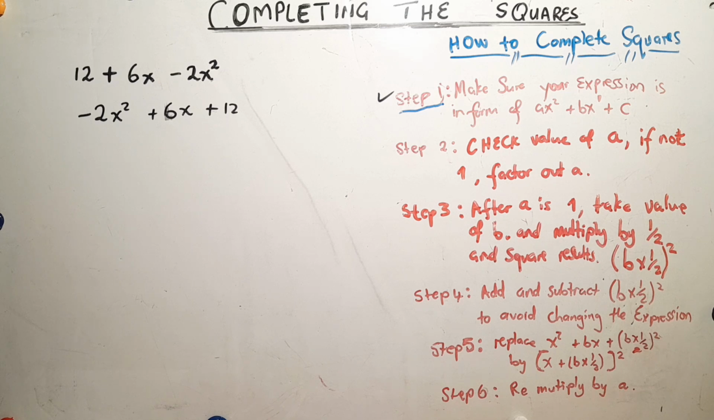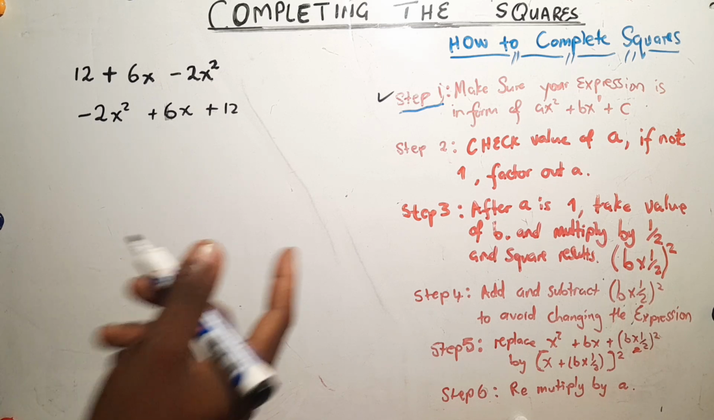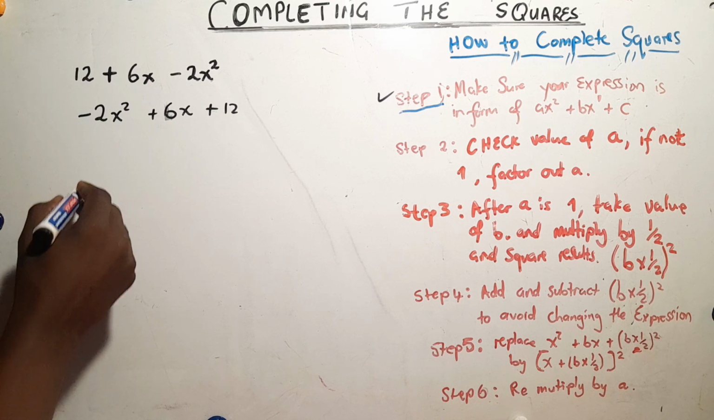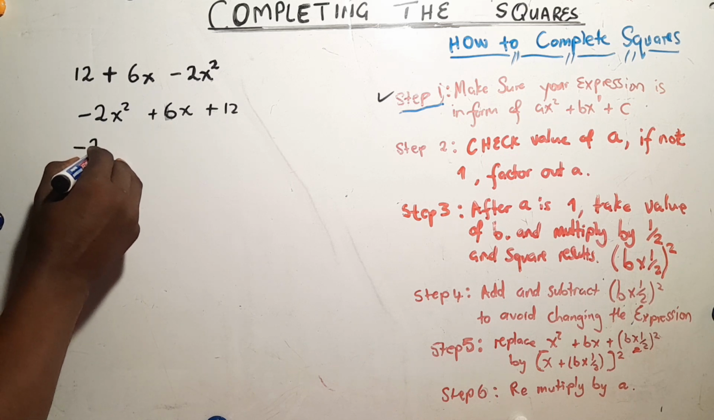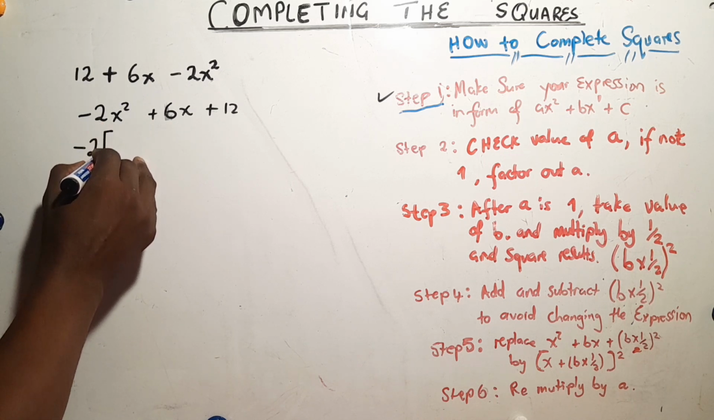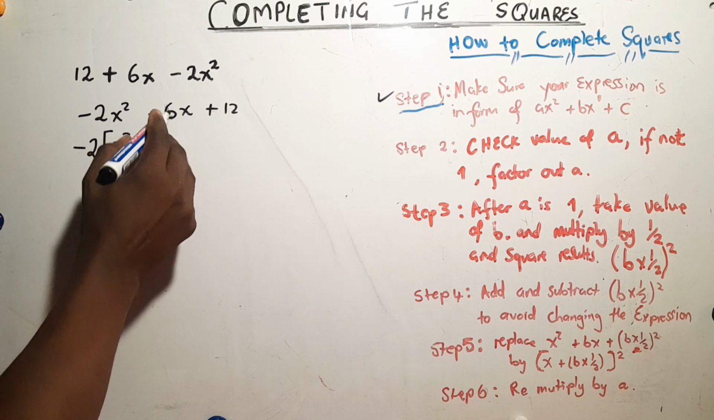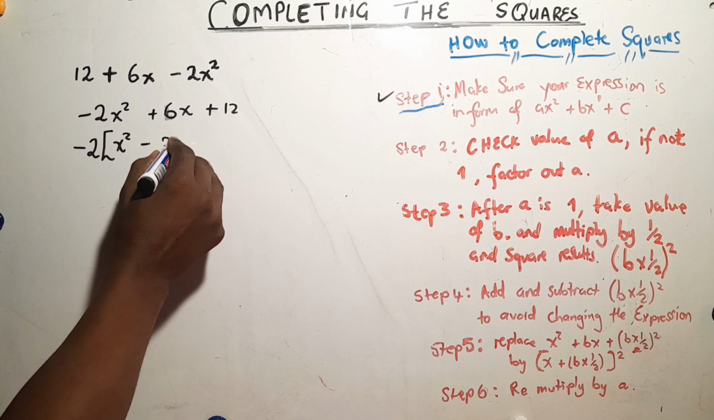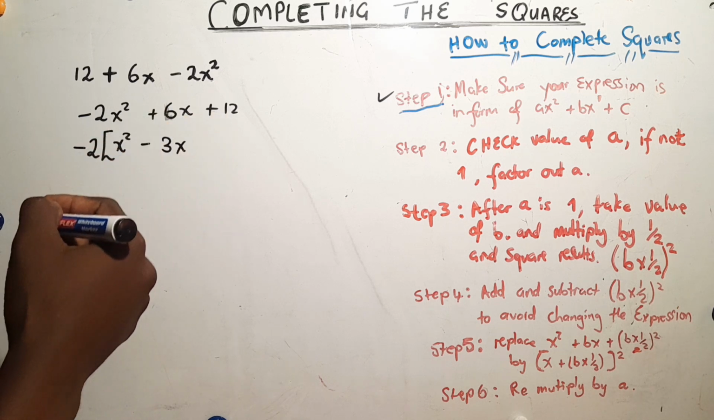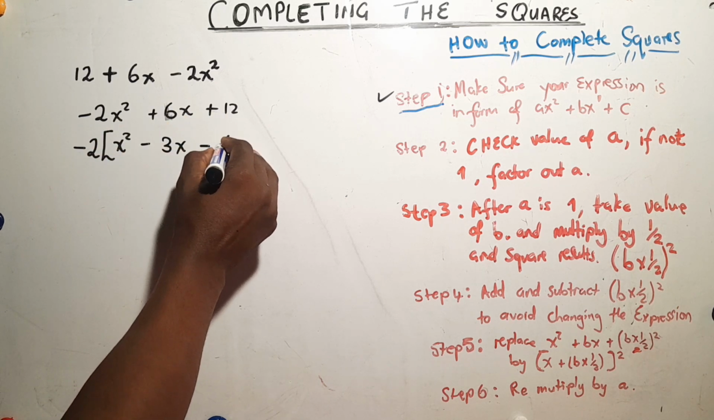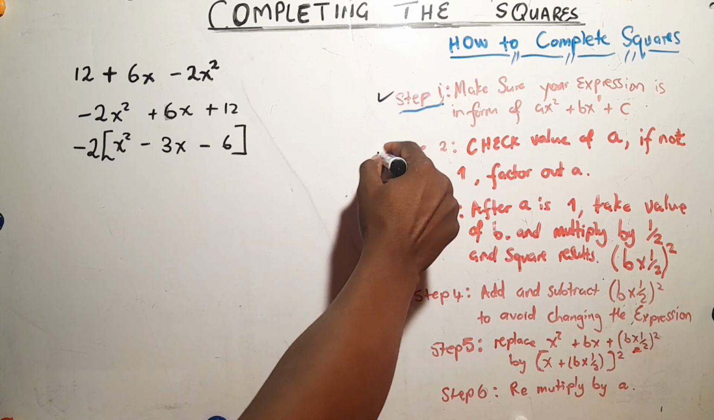The next step is to check the value of a. If it is not 1, then factor out. So here it is not 1, so let's factor out negative 2. So factoring out negative 2, this will leave us with something like x squared minus, so 6 divided by 2 is 3x, and 12 divided by negative 2, that's a negative 6. So we are done with this step.